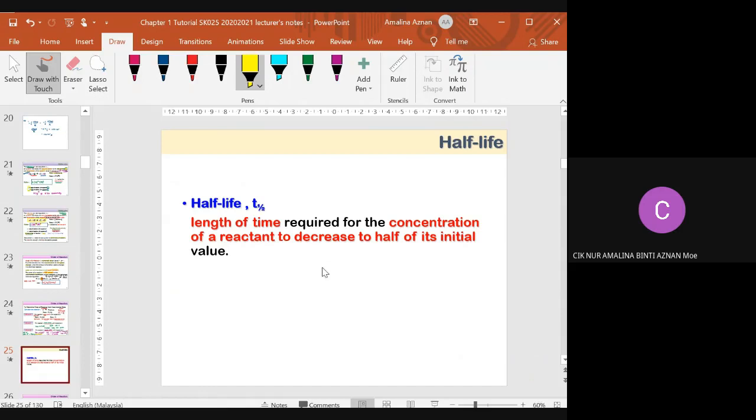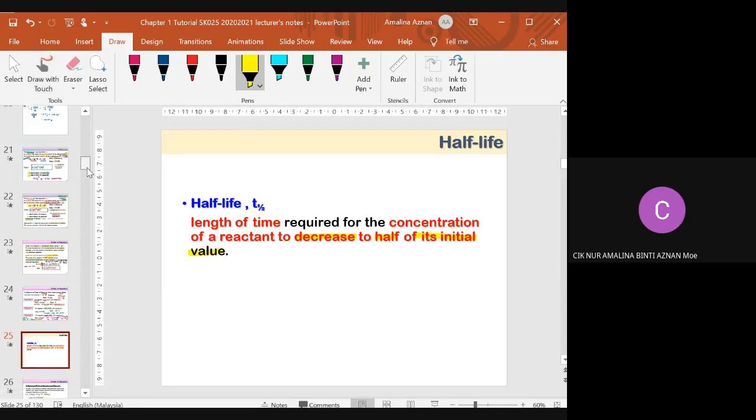Okay. So half-life. So half-life ni you should be familiar. So it is the length of time required for the concentration of the reactant, okay, to decrease to half from its initial value. Okay, so daripada initial, dia akan berapa banyak masa yang diambil untuk berkurang sebanyak separuh daripada initial.